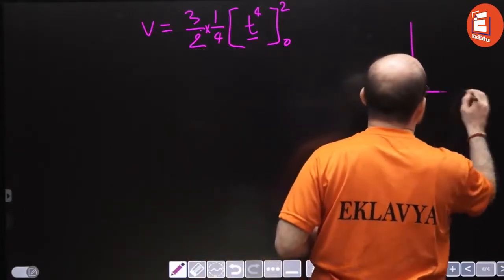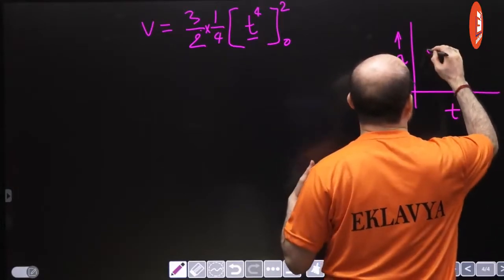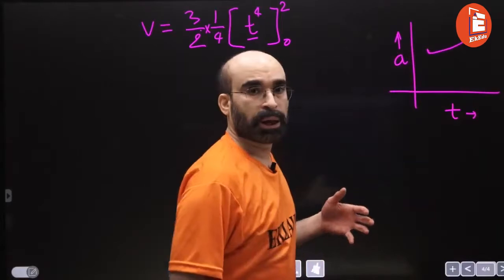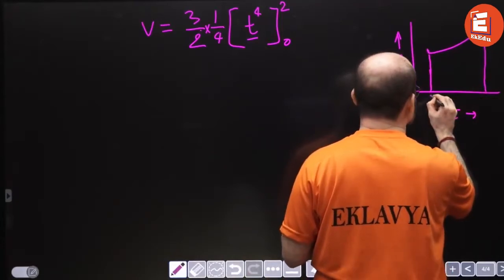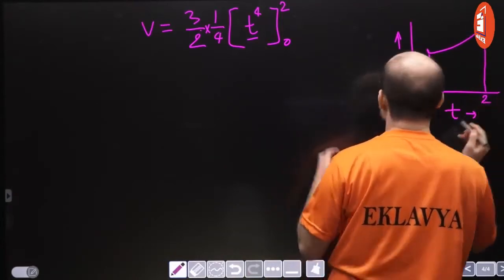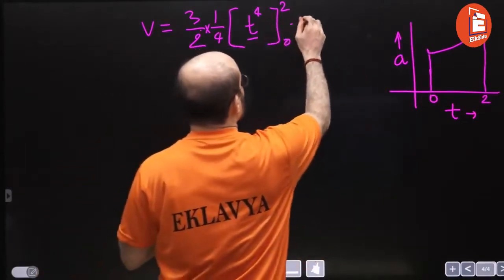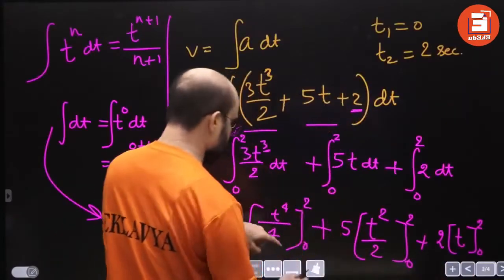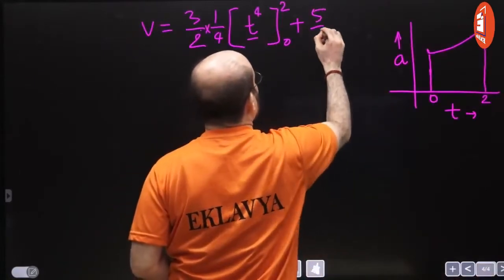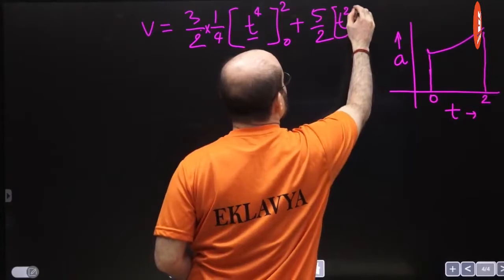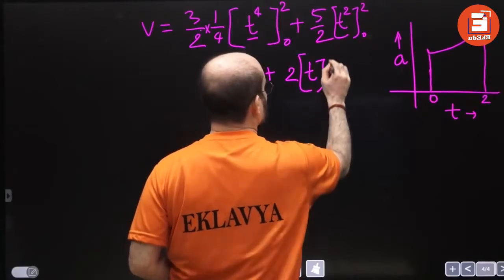So you have an acceleration time graph, and you are finding out the area under the slope. Let us say this is 0, this is 2. So the value of t would be 2 here, that we will put. Then the expression in the answer is 5 by 2 t square, with limits 0 to 2, plus 2 t, with limits 0 to 2.